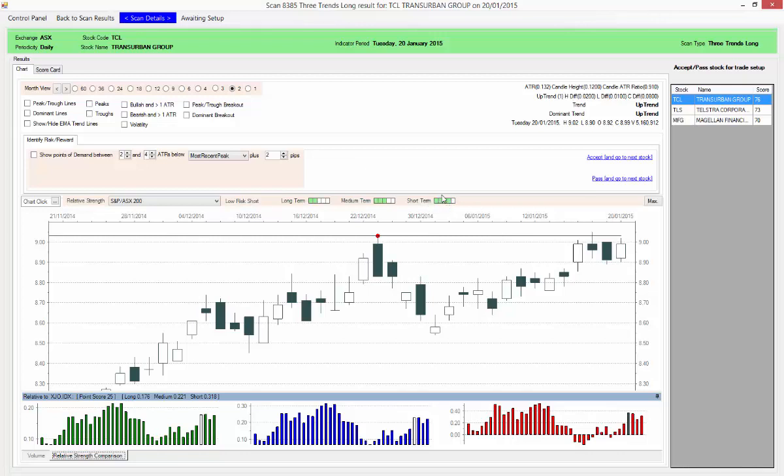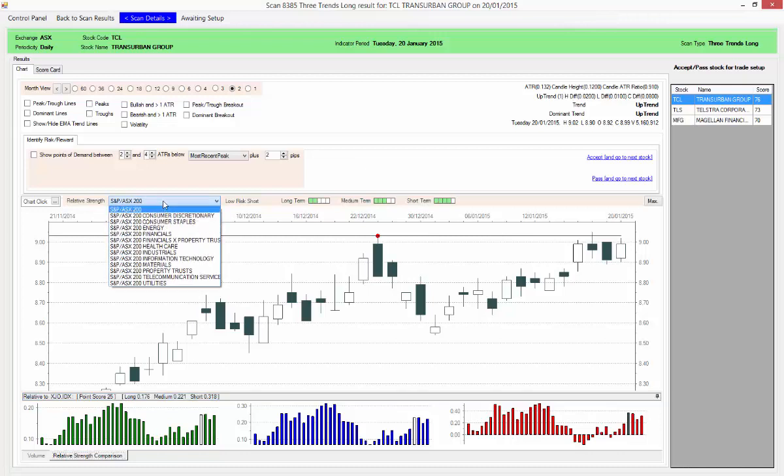And so that tells me that the relative strength is very good in comparison to the ASX 200. Now, Transurban Group is in a sector. Now, if I click down on the ASX 200 drop-down, I see a list of all the other Australian sectors that are measured. So I can choose any one of these, and if I'm familiar with each stock and which sector it belongs in, I can choose that sector.